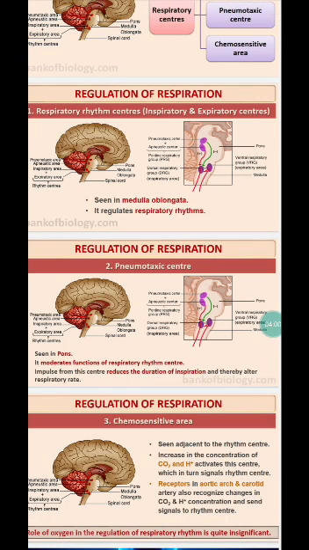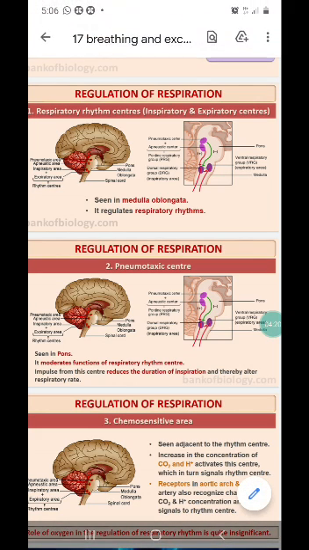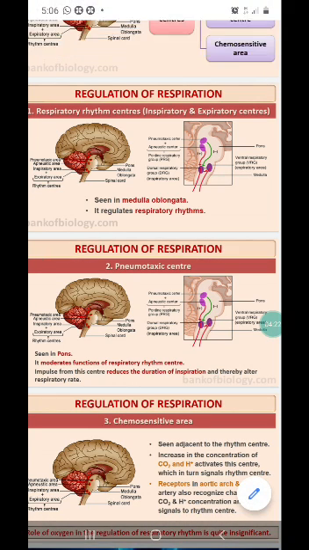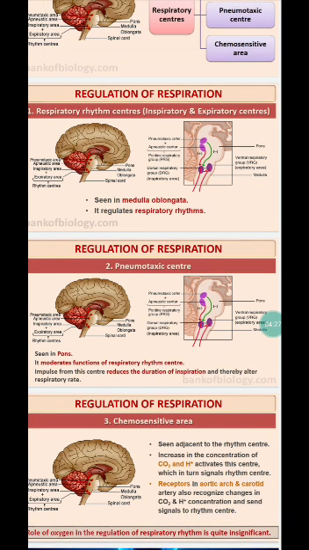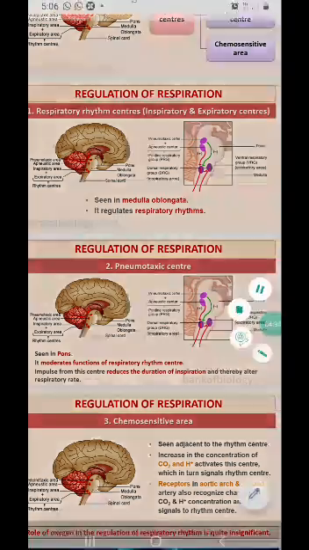Okay, and also there are receptors in the aortic arch. What is the aorta? The aorta is the biggest branch starting from the ventricle, the main trunk, which will supply blood to all the other parts of the body. Near there you can find certain receptors, and also in the carotid artery. They also recognize changes in CO2 and hydrogen ion concentration and send signals to the rhythmic center.